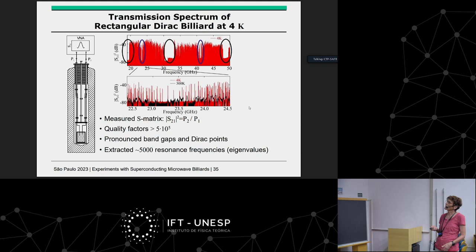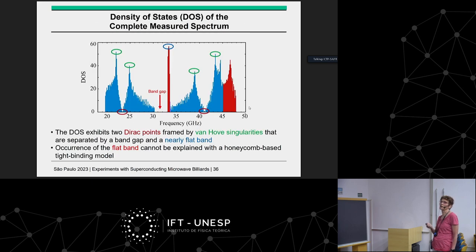So this was one experiment. Now I come back to what I showed you before. As I mentioned, we did not only find one Dirac point, but we found a second one. When you plot the density of states, you see one structure which is similar to that of graphene and another one, which is also similar to that of graphene. And in between, there is a flat band of very high density.